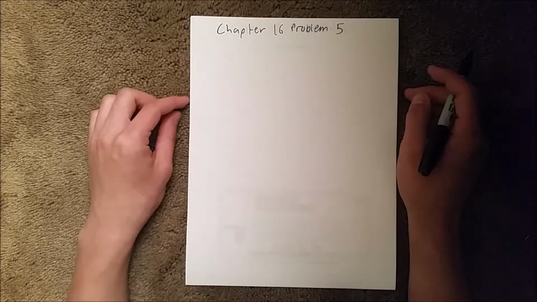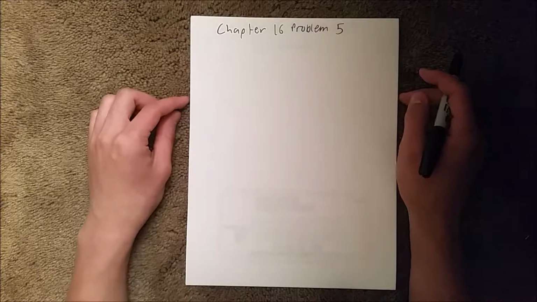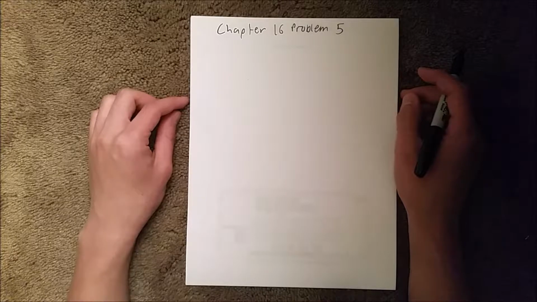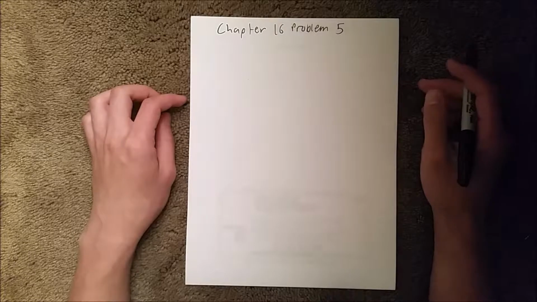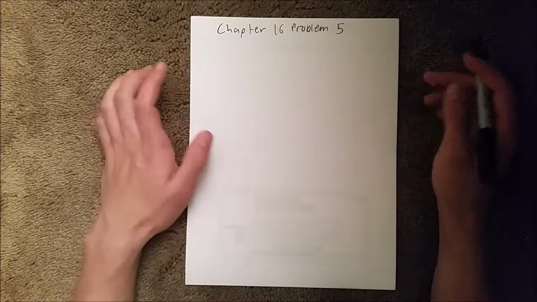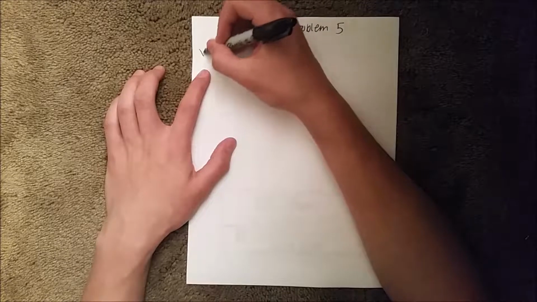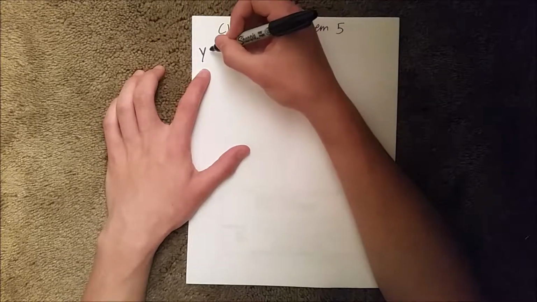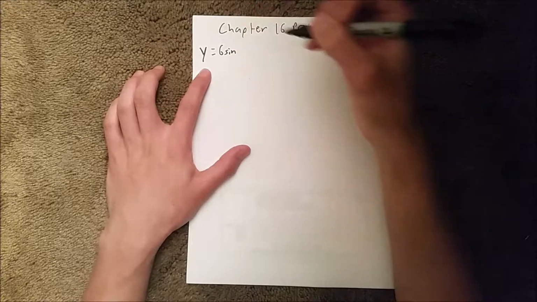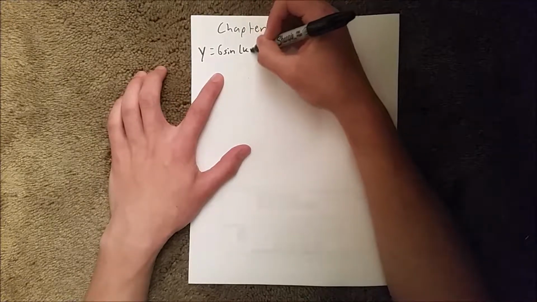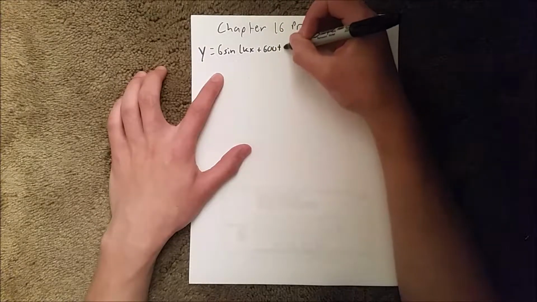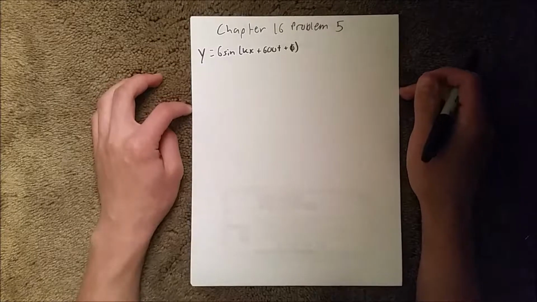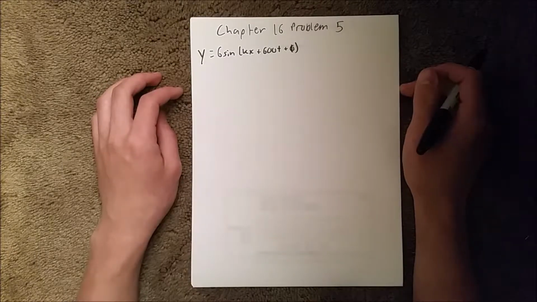and we are asked to find the amount of time that it takes to move between two different displacements, 2 millimeters and negative 2 millimeters, so how long that change in time is. So let's start by writing out this equation. We have our y, which is our displacement in the y direction, is equal to 6 sine of kx plus 600t plus phi.